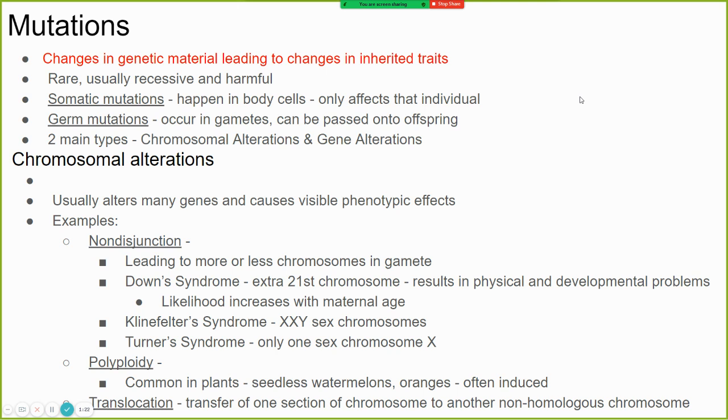So if a cell in my skin is dividing and something mutates, that cell is going to be different. But are my children going to get that? No. Only if it's in a sex cell. Only if it's in a sperm or egg cell, then a mutation can be passed on.